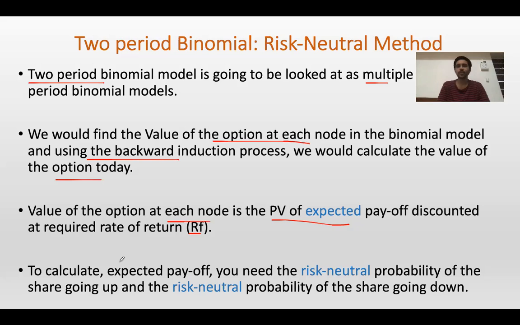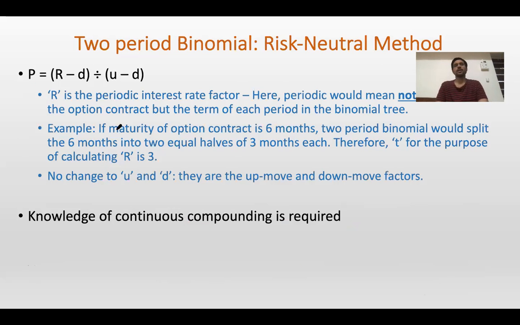Okay, just like what we saw earlier, to calculate the expected payoff, we need the risk neutral probability of the share price going up and the risk neutral probability of the share price going down. We are going to calculate the probability using the formula that we derived under the single period. The formula is: P, which always denotes the probability of up move, is equal to R minus D divided by U minus D.